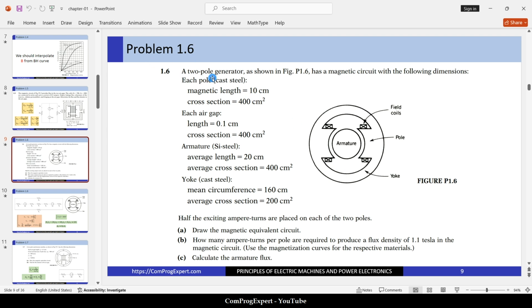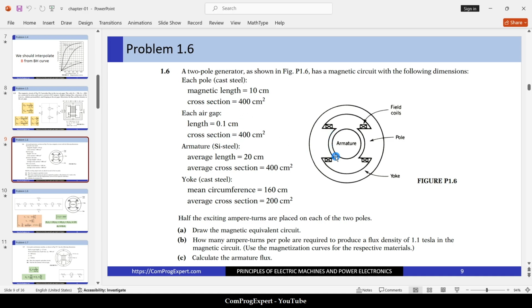A two-pole generator, as shown in this figure, has a magnetic circuit with the following dimensions. Each pole is made of cast steel. This is the material of one pole. The magnetic length is 10 centimeters and the cross section is 400 centimeters squared. The air gap length is 0.1 centimeter. The cross section is the same as this one.